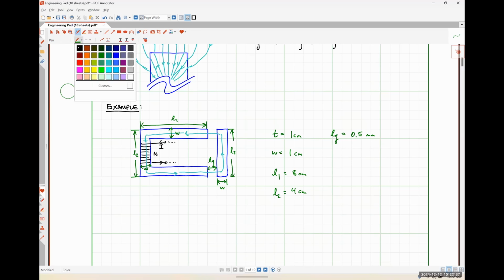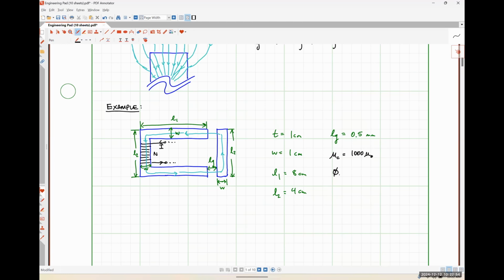Let's also say that mu C is 1,000 mu naught. And what we want to find is, let's say that we have a flux phi B of 100 microwebers in the core, and we're trying to find the MMF, or the magnetomotive force, necessary to sustain that amount of flux in this magnetic circuit. Okay.